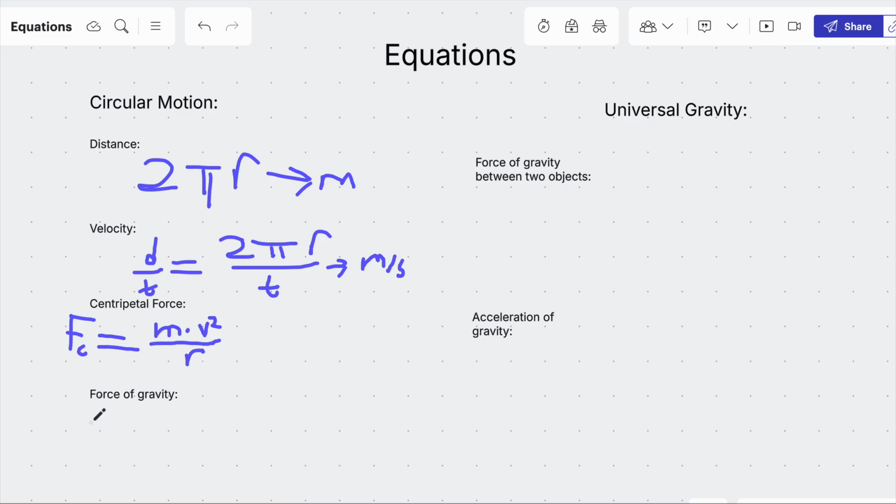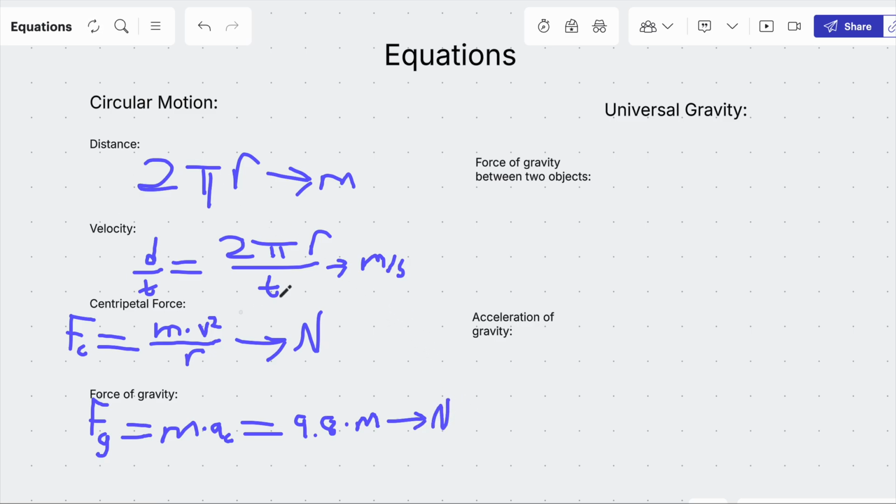Force of gravity, gone over this a little bit, but force of gravity, F sub g, is just going to be mass times the acceleration of gravity. And for this one, we're always assuming we're on the surface of the Earth when we use that. So we can go 9.8 times mass. Forgot to do the units for these. For centripetal force, since it's a force, it's always in newtons. Same with the force of gravity, going to be in newtons. All right, so that's our equations there.